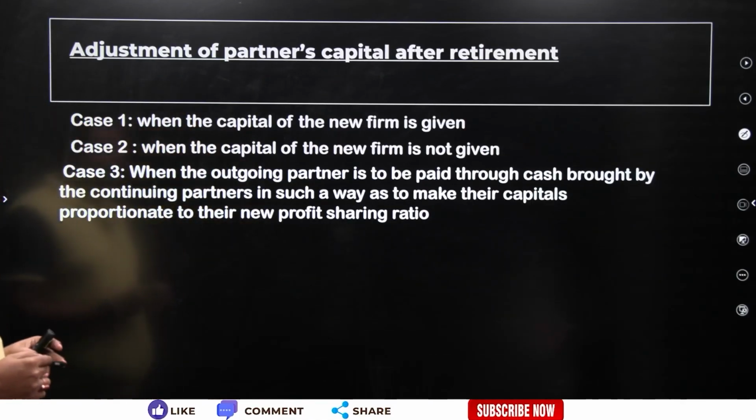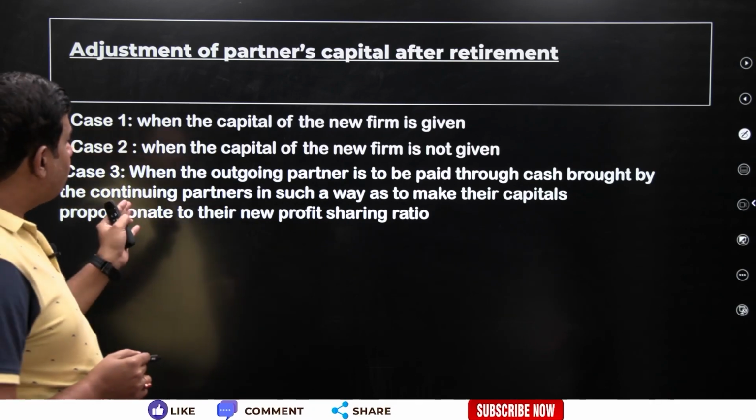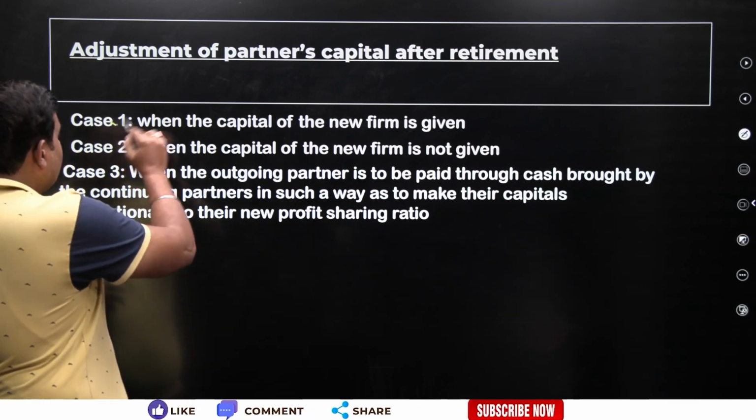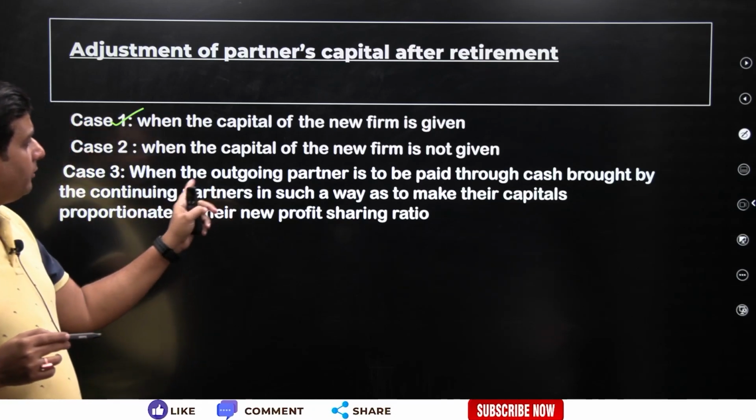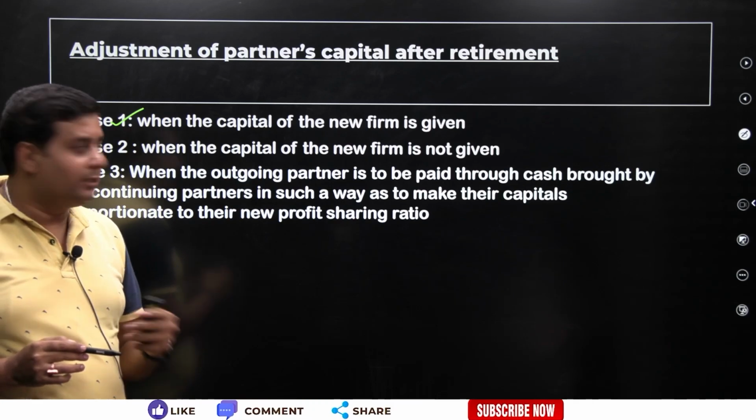Now we are talking about the adjustment of partners' capital account. So there are three types of adjustment. First adjustment is when the capital of the new firm is given. Second adjustment is when the capital of the new firm is not given. So we need to calculate that.